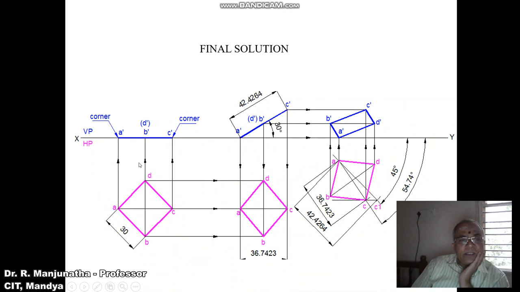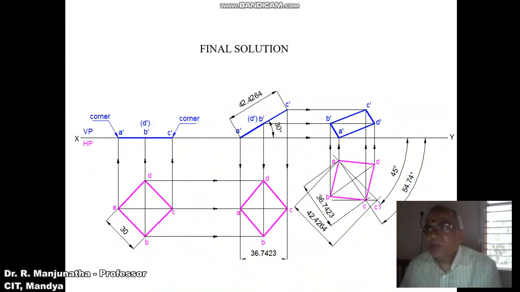So where is the true length? The true length is in the first position top view. As we see, the diagonal A dash C dash is parallel to HP, so we are getting the true length in HP. So by using the compass, you measure the distance from A to C with A as center, cut on the 45 degree line which is drawn, and you mark this point as C1, and then through C1 you draw a horizontal line which is the locus line.